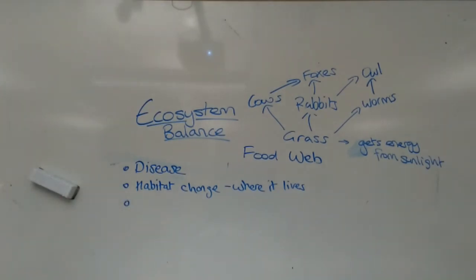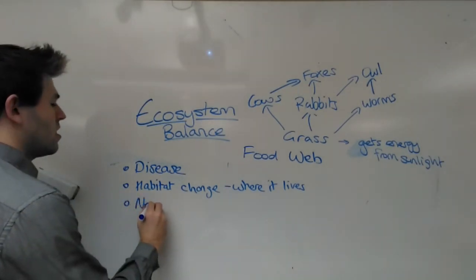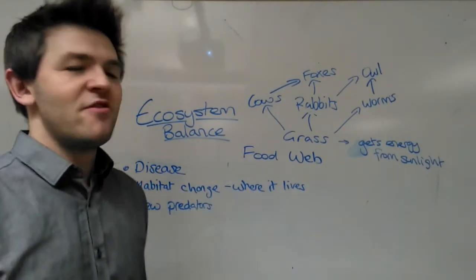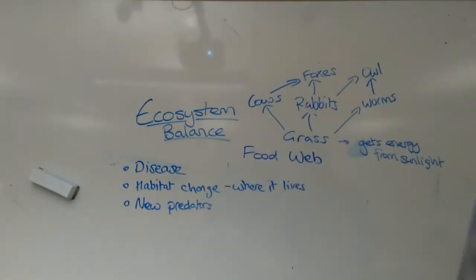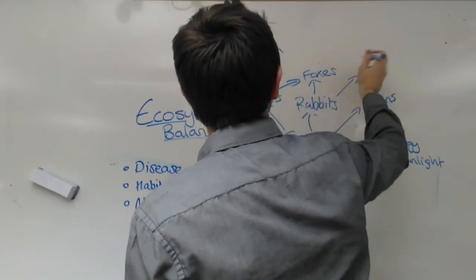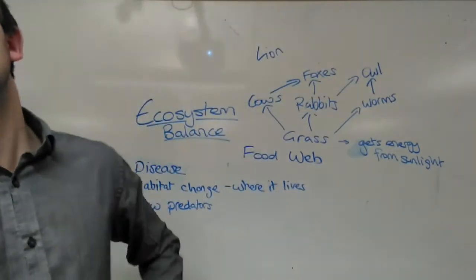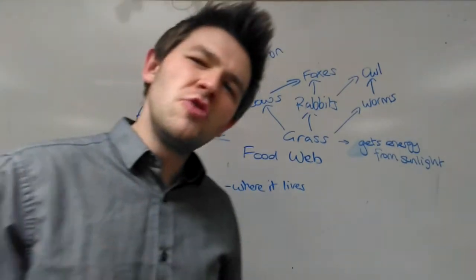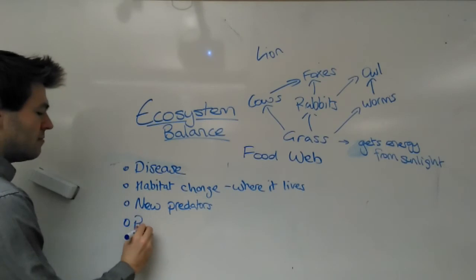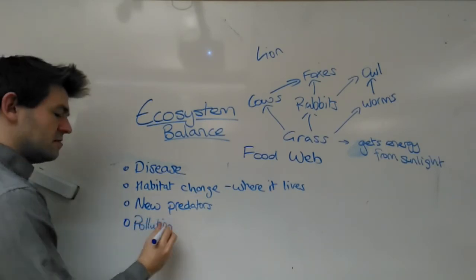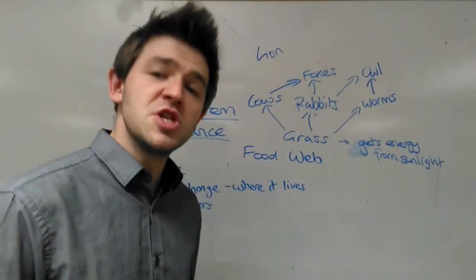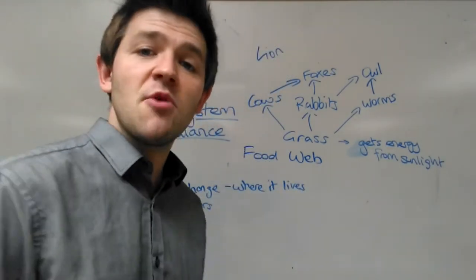Wow. It could also be new predators. Maybe it's all very, very happy, but then one day, who knows, a lion comes in that just eats everything, and the whole system has to change. New animals have come into the system. It could also be pollution. Maybe the water's been made dirty. Maybe there's rubbish everywhere. Maybe humans have destroyed the habitat where it is.